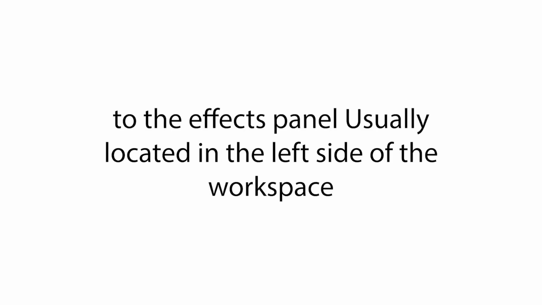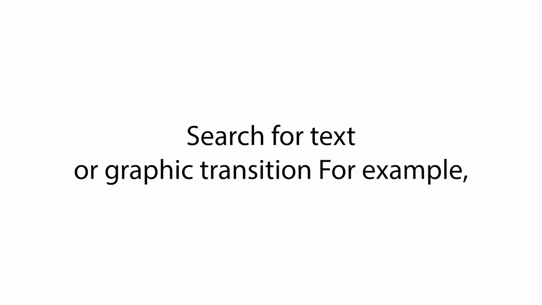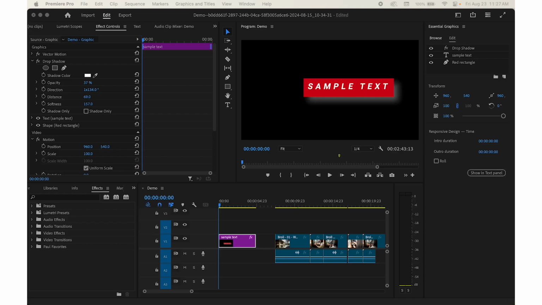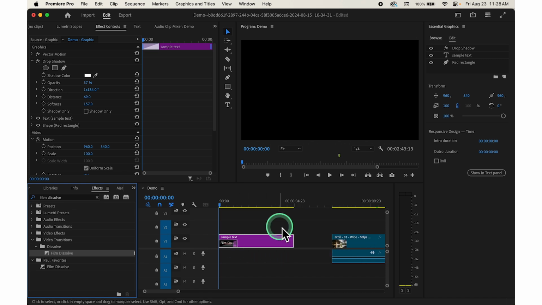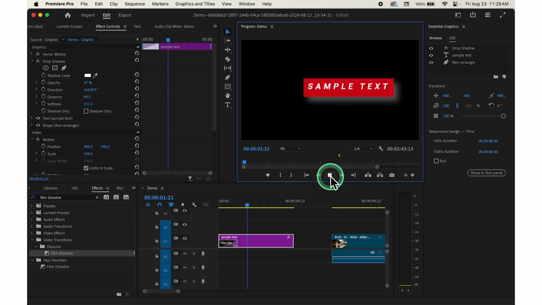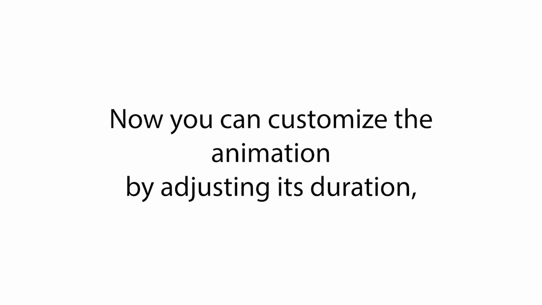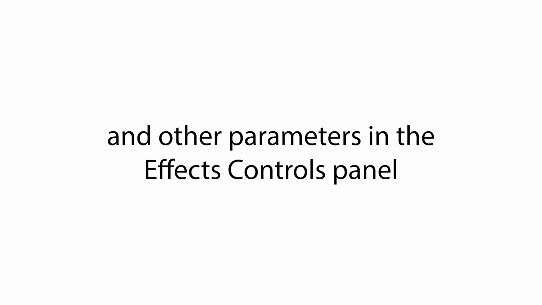To add animations, navigate to the Effects panel, usually located in the left side of the workspace. Search for text or graphic transition. For example, you can search for Film Dissolve and drag the desired animation effect onto your title template on the timeline. Press the play button in the program monitor to view the effects. Now you can customize the animation by adjusting its duration, direction, and other parameters in the Effects Controls panel.